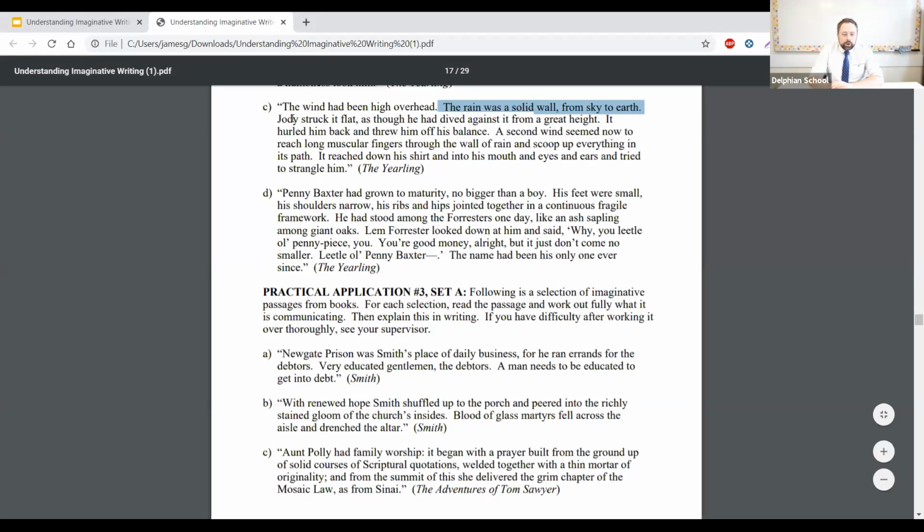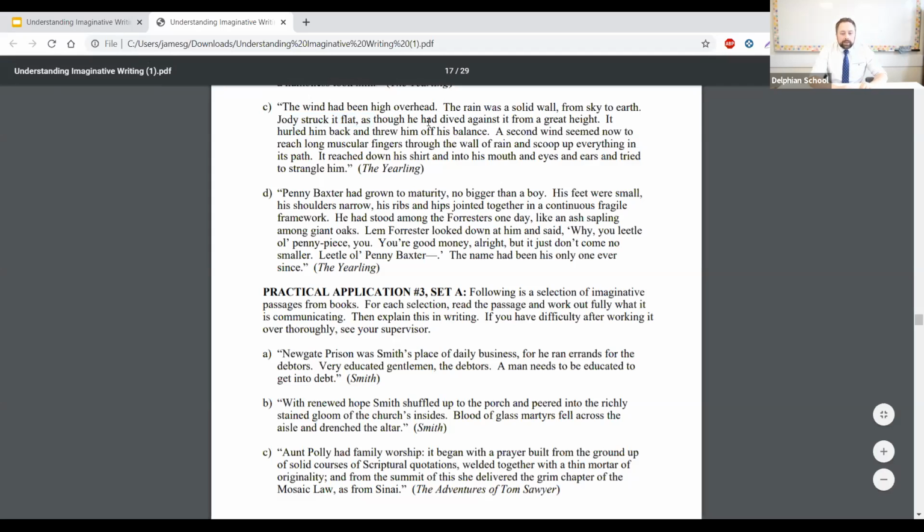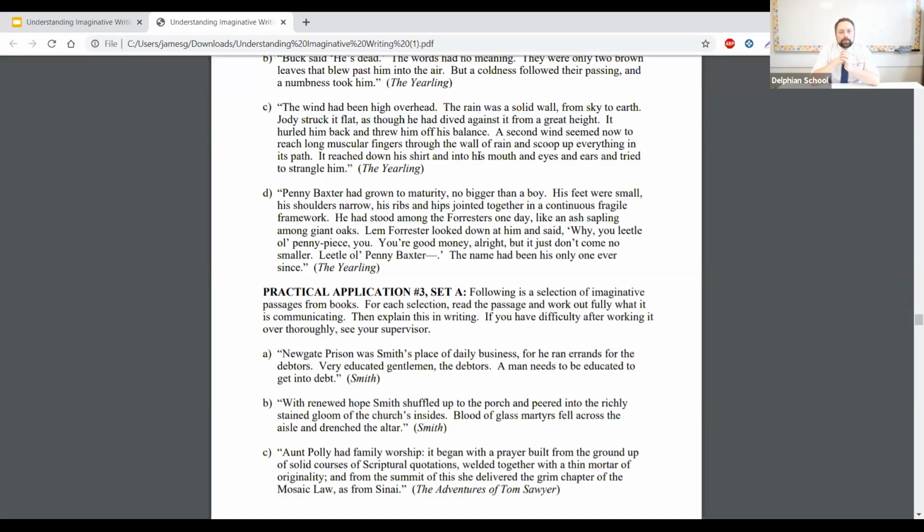And then it says Jody struck it flat, kind of like you can run into a wall. You can't normally run into rain, but if it's really strong and you hit that rain, it might feel as though he had dived against it from a great height. I think it's almost like imagine you're jumping off a really high diving board into a pool and you hit the water. If anybody's ever belly flopped off a diving board, it's almost like they're saying that's what it feels like to get hit with this rain.